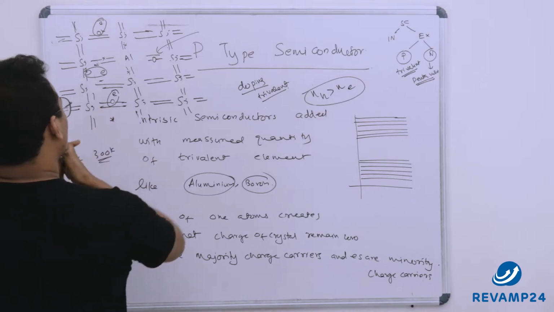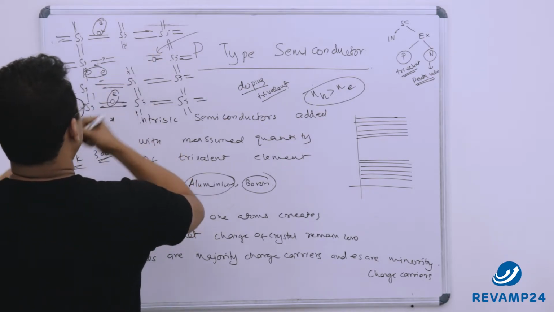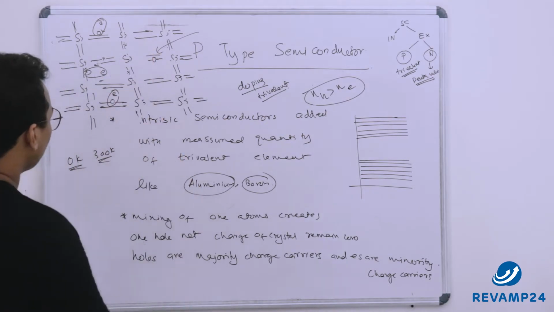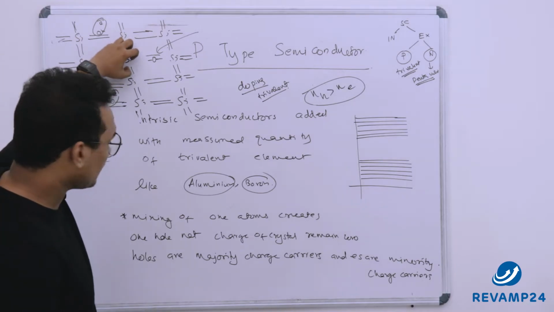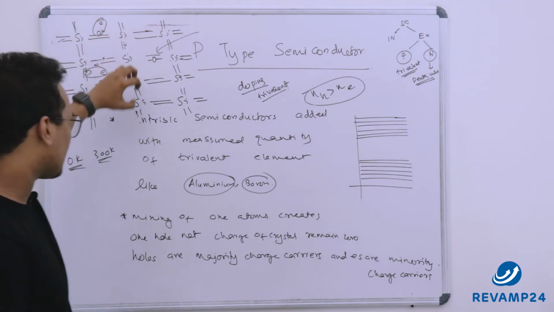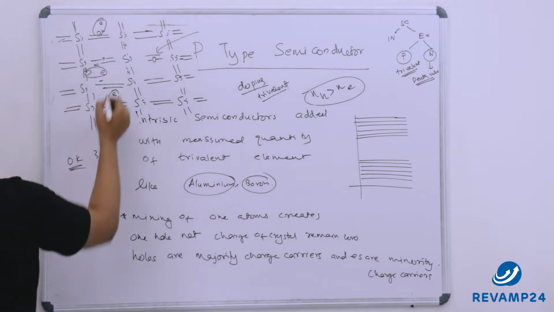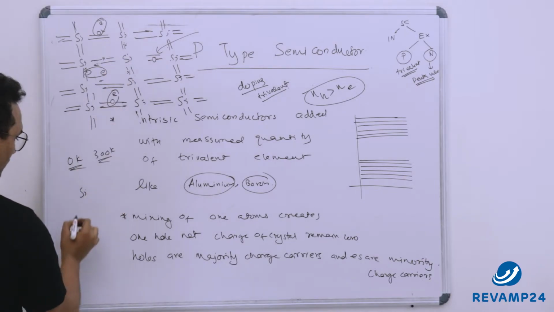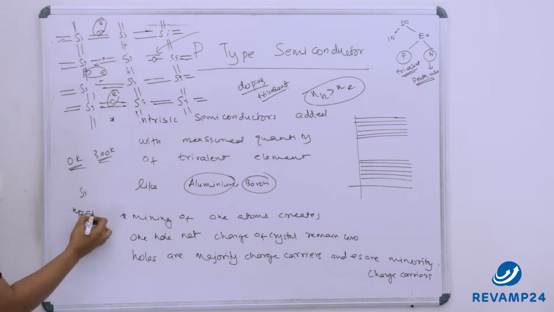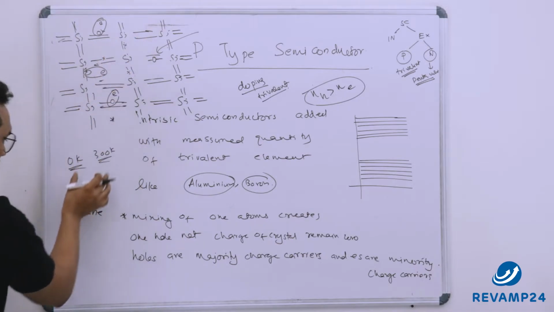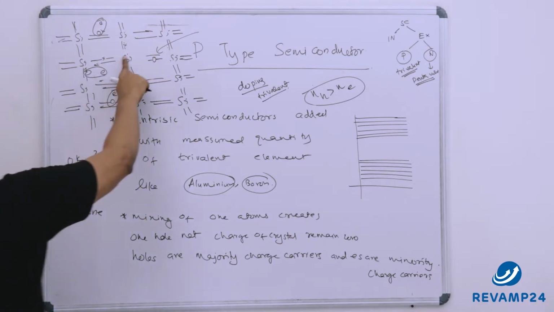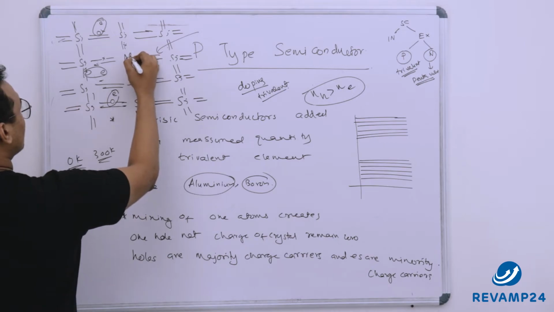See, just go back to the intrinsic nature, that is only silicon atoms. Now I am removing a silicon atom from here. Now the silicon atom is neutral. Why neutral? Because the number of protons is equal to the number of electrons. I have removed a silicon atom from here, and instead of that I have added an aluminum atom.